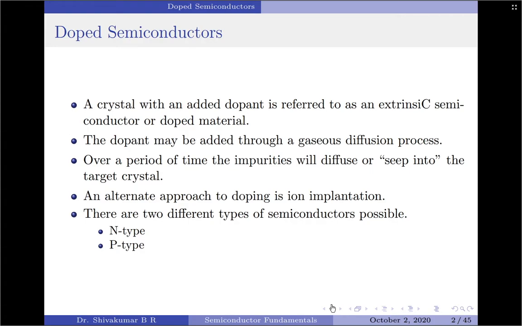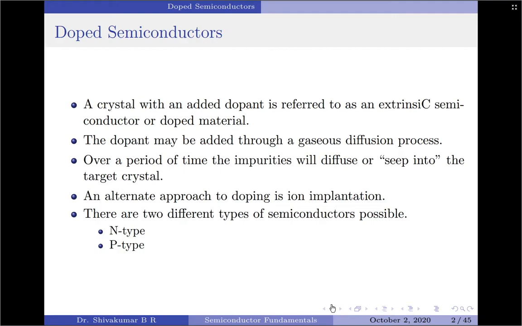There are in fact two different types of semiconductors possible. One is the N-type material and the other is the P-type material. Here N stands for negative and P stands for positive. N-type material is created by adding pentavalent impurities, that is, a dopant with 5 electrons in its outer shell. Examples include phosphorus, arsenic, and antimony. In contrast, a P-type material is created by adding a trivalent impurity, one with 3 electrons in its outer shell. Possible trivalent impurities include boron, gallium, and indium.